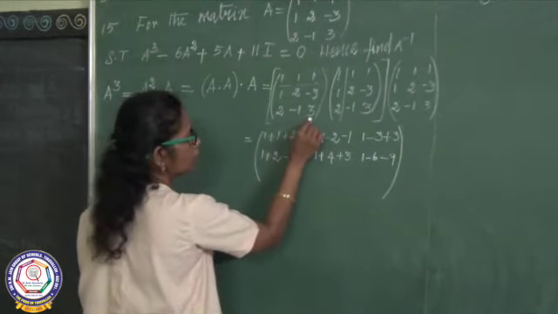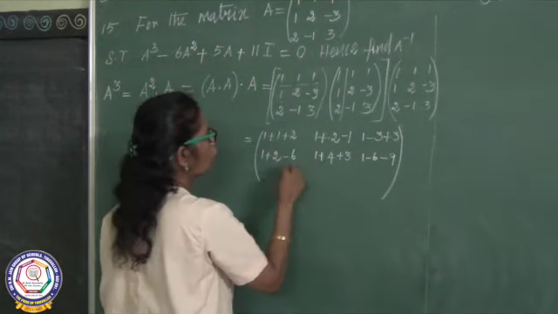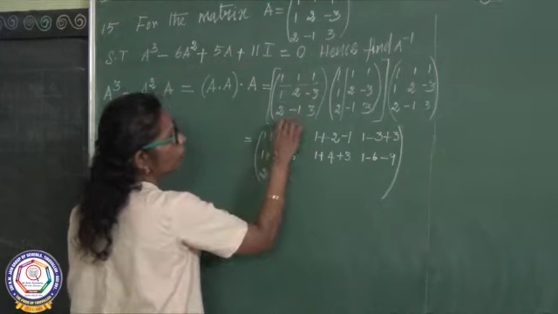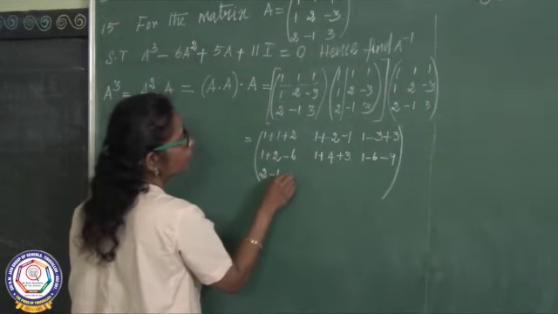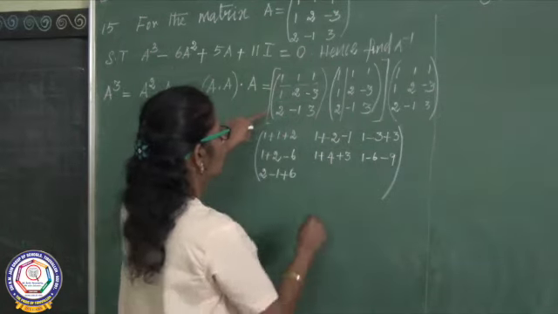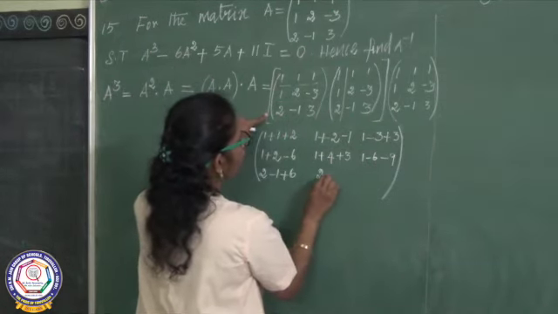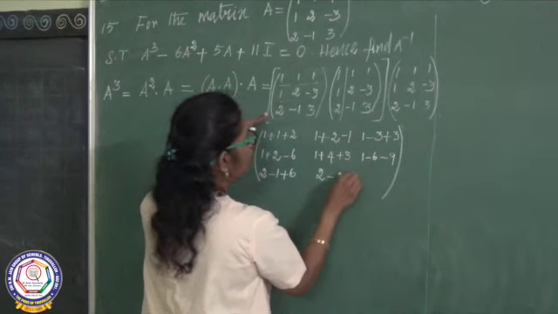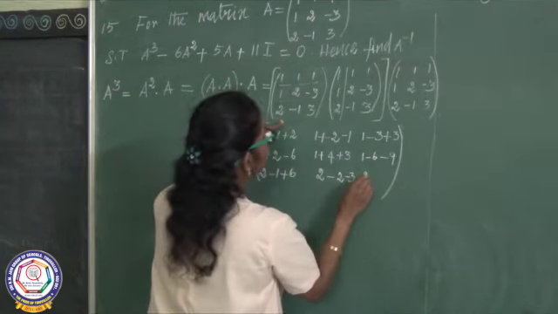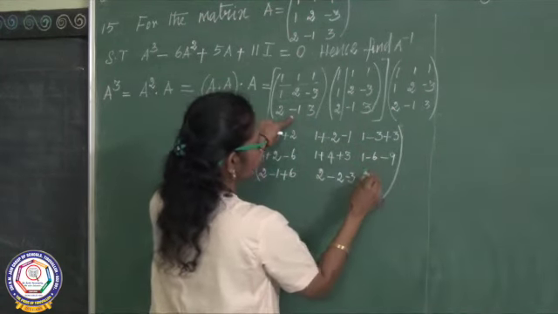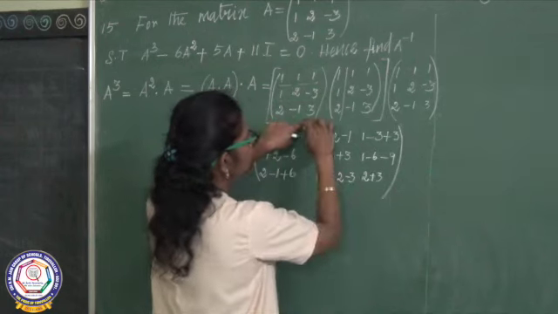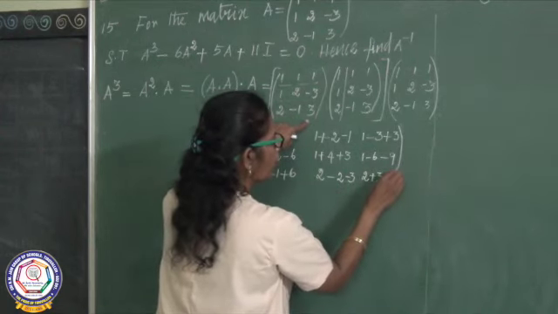Next, third row, first column: 2, minus 1, plus 6. Third row, second column: 2, minus 2, minus 3. Third row, third column: 2 plus 1 into 3, 3 plus 3 into 3, 9.